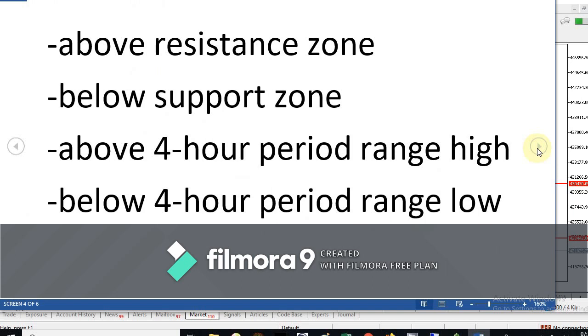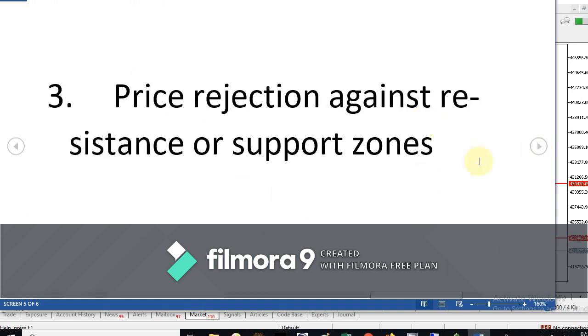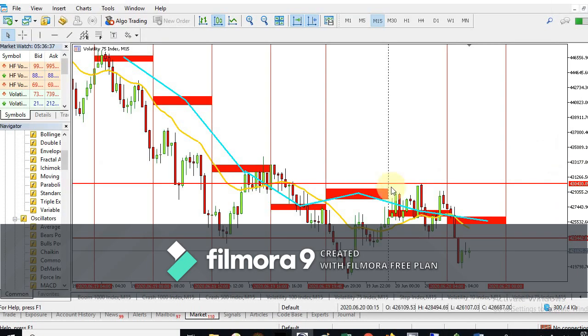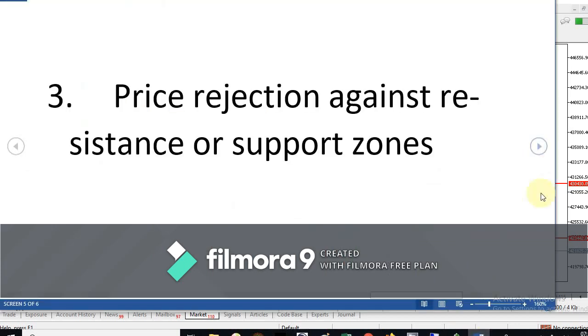Another condition is price rejection against resistance or support zone. Now there is a rejection here, that price is going down. There's another rejection here, it's a pointer that price is going down. So there are times you have rejection against the zones. Just note that price will go the other way.